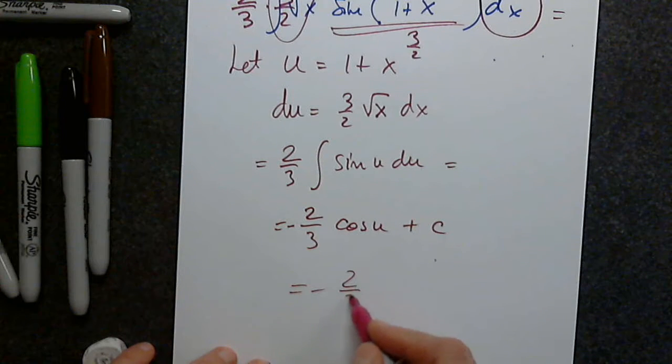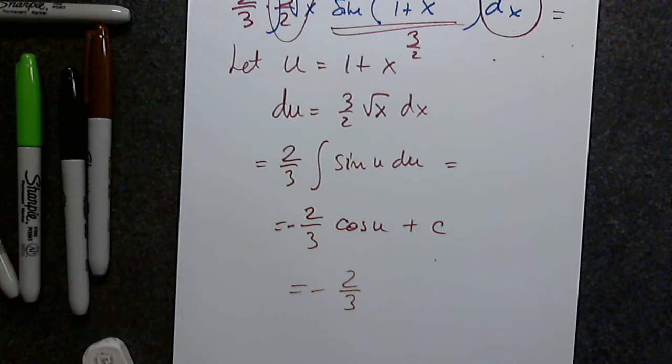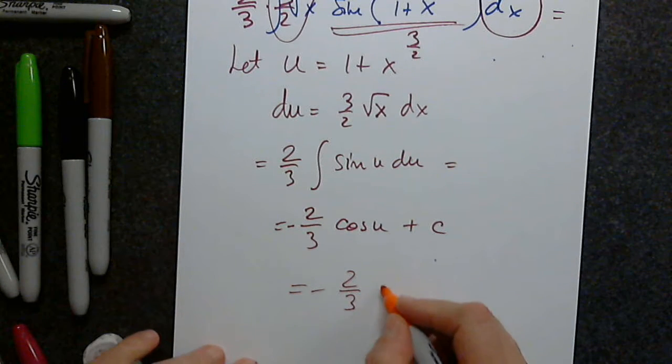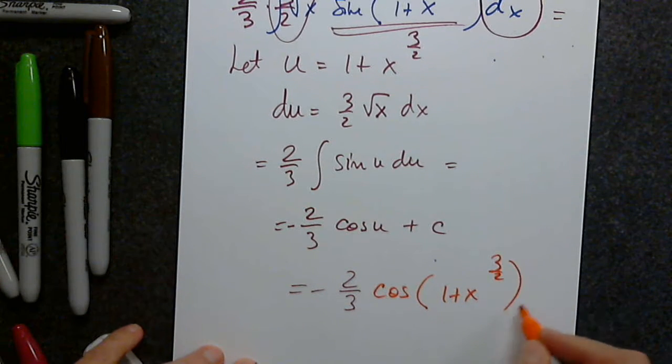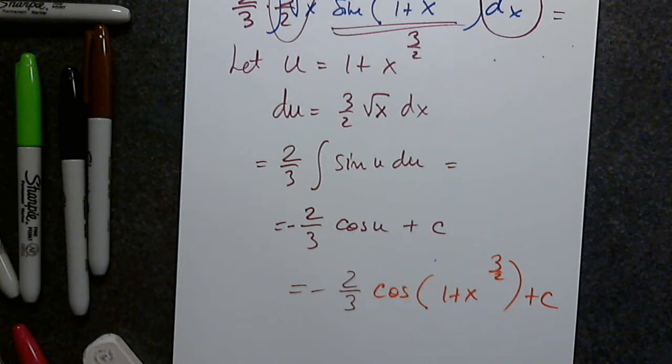Good, but not good enough. Because the integral was given in x, the answer must be in x. So all we have to do now, just write cosine in parentheses 1 plus x to 3/2 plus a constant c.